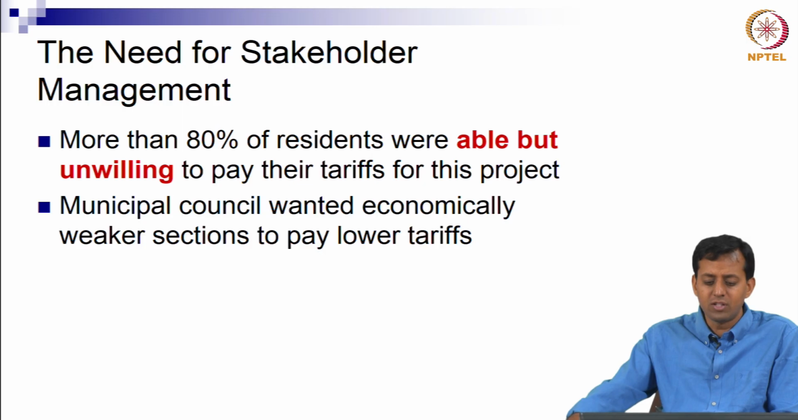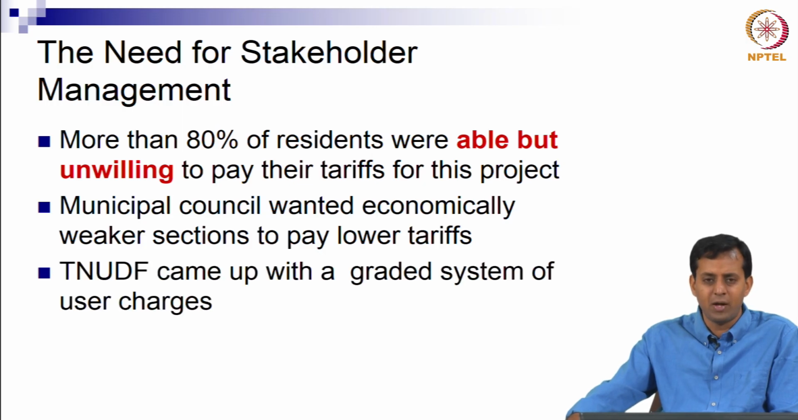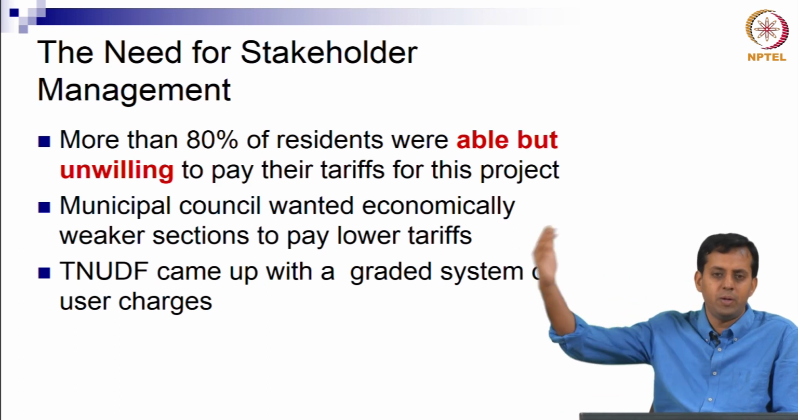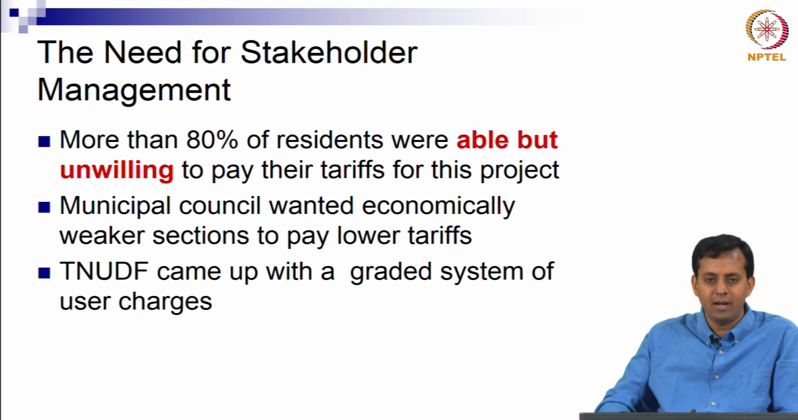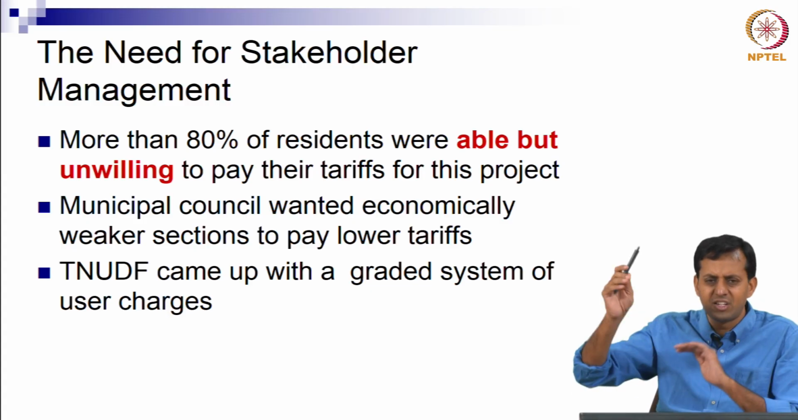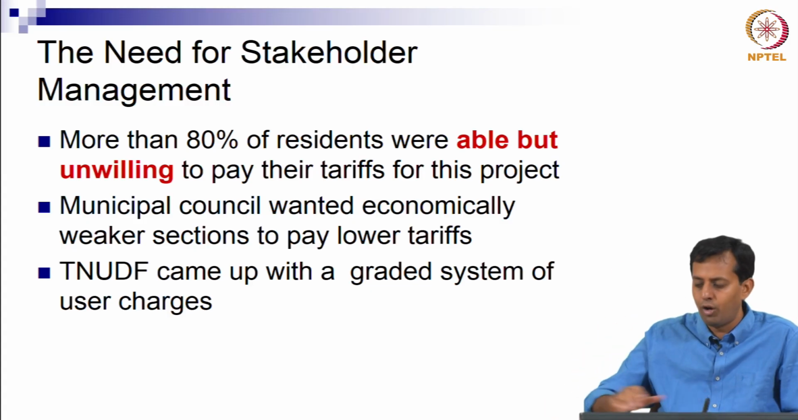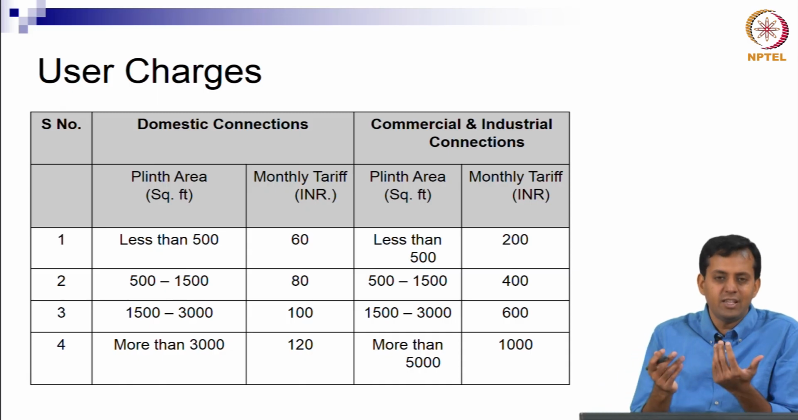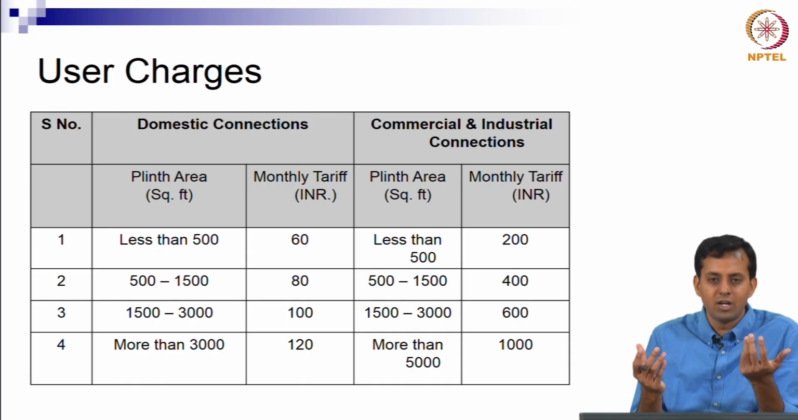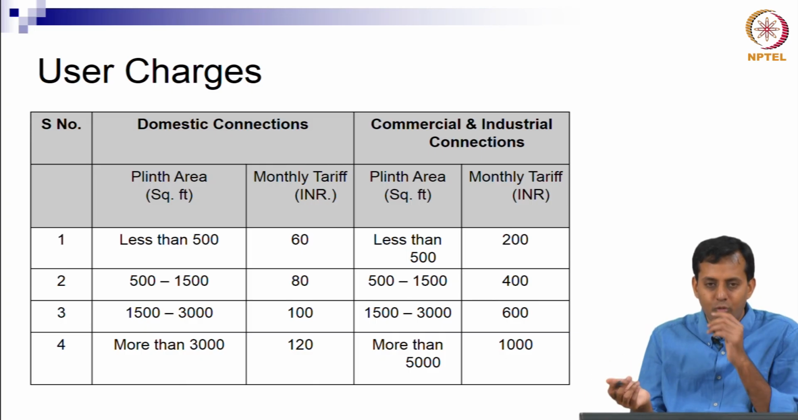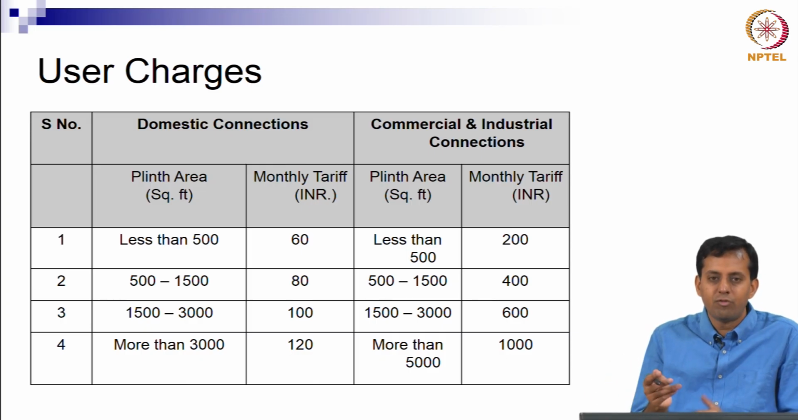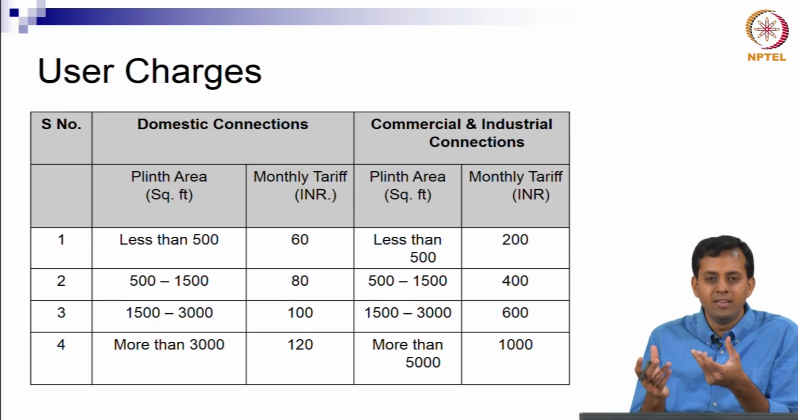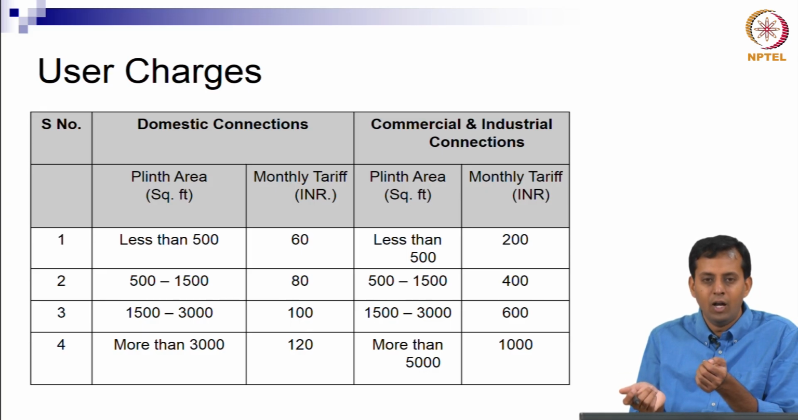So the municipal council wanted economically weaker sections to pay lower tariffs, etc., which is also fair, right. Not everyone, rich people and poor people can't necessarily pay the same tariffs. So TNUDF came up with a graded system of user charges based on the plinth area of your facility, right. The idea is that if you are a rich person, you would live in a larger apartment and therefore your monthly tariff would be higher, whereas if you are a not so rich person, you would live in a small apartment and therefore your monthly tariffs would be low, right.